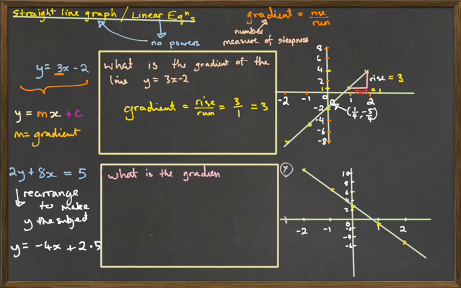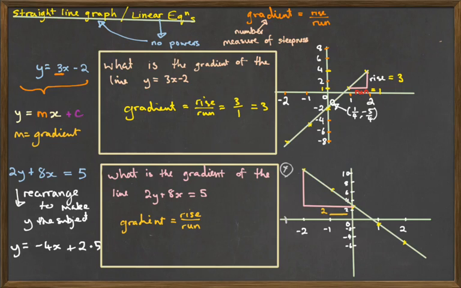Looking at this question then, what is the gradient of the line 2y plus 8x equals 5? Now you should really pause this video and answer this question. Okay, so as I said, there are two ways. You can do the gradient is equal to rise over run again, drawing the triangle. It doesn't matter how big I draw the triangle.